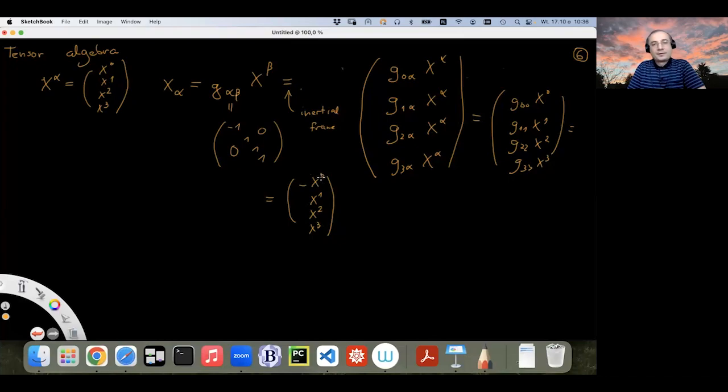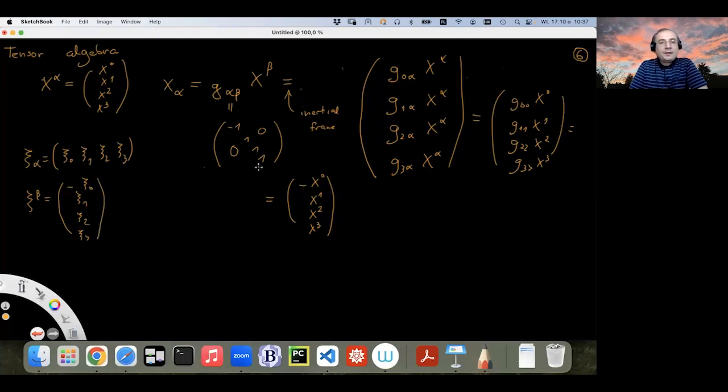And there isn't much else to say. On the other hand, if you take a one form, which is psi_0, psi_1, psi_2, psi_3, then the upper index version has components of minus psi_0, psi_1, psi_2, psi_3. So in an inertial frame, not much is to be done. You just change the sign of the zero component, and this way you raise or lower the index.